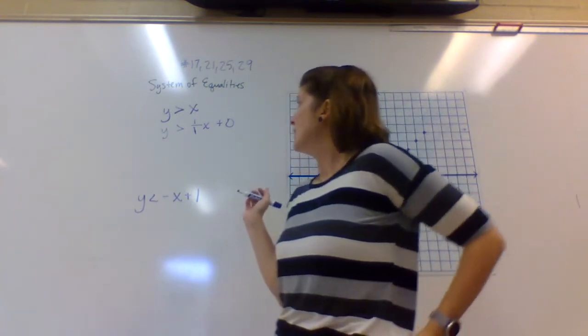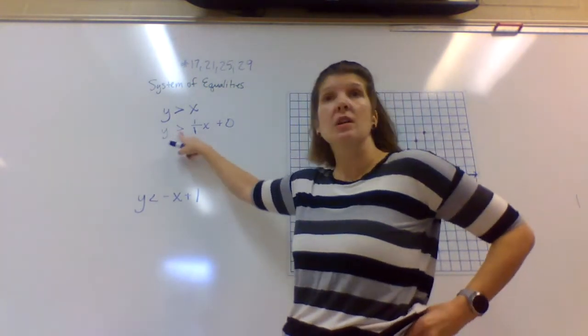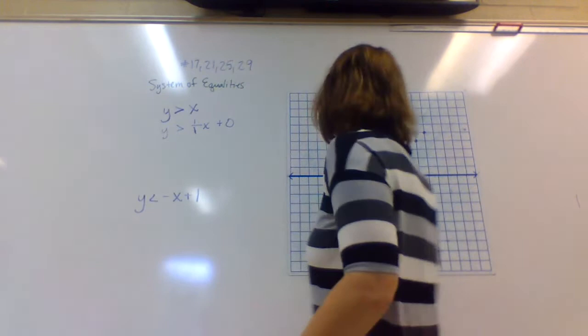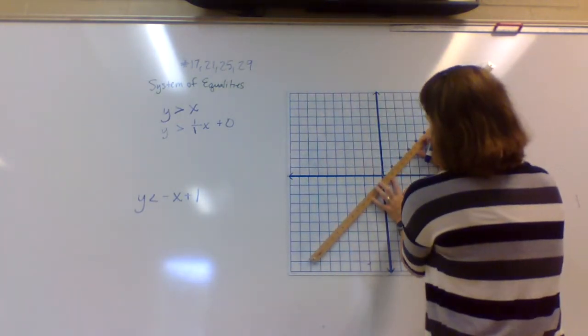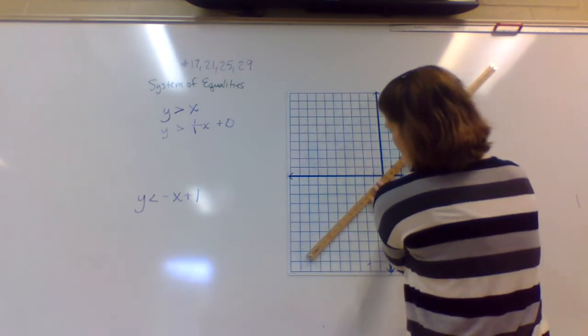We didn't get any solid lines in our examples. There's no "or equal to" right here, so it's going to be a dashed line. I should do it right. Just get my ruler. And I'm going to dash my line.